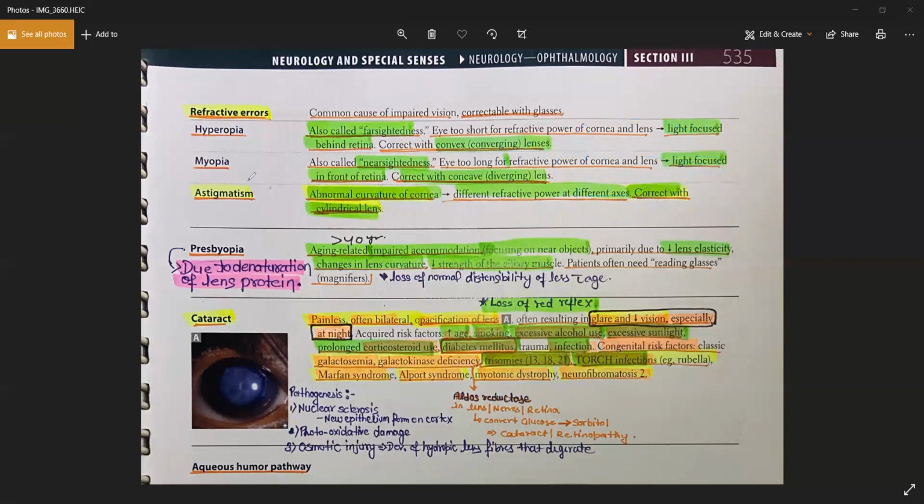Then you have astigmatism, and that happens because of an abnormal curvature of my cornea. You will have different refractive powers at different curvatures, so two different images will form at different axes. The patient will most commonly have diplopia, and you call it astigmatism. It will be corrected with a cylindrical lens.